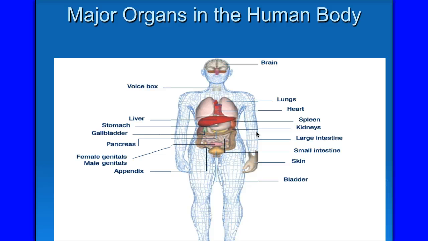And those are about the 10 major organs in the body. Again, this shows you a couple more, but those are the 10 major organs that we're going to focus in on. In some further presentations, we'll focus in on three: the heart, the brain, and the kidneys. But these are 10 major organs that you need to be very familiar with.